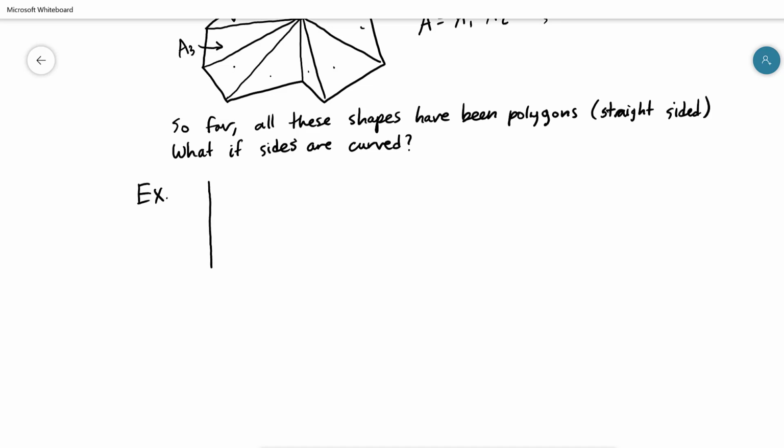So again, let me start with a shape here. Here's my X and Y coordinates. Here's my curve, goes something like this. And I don't know, maybe it's even a given function. Y equals x squared plus 1.